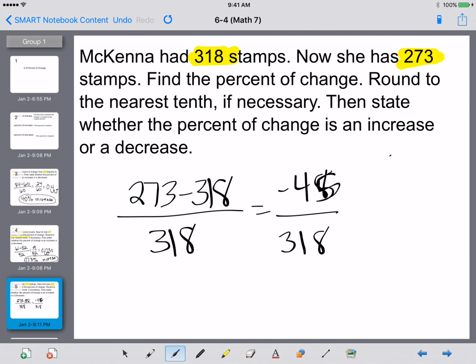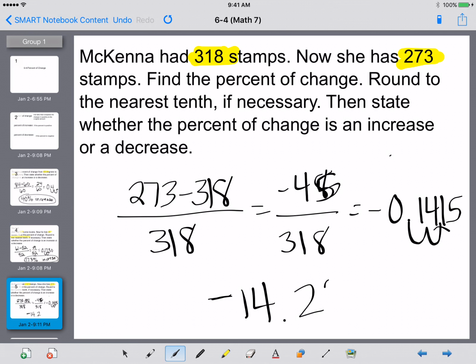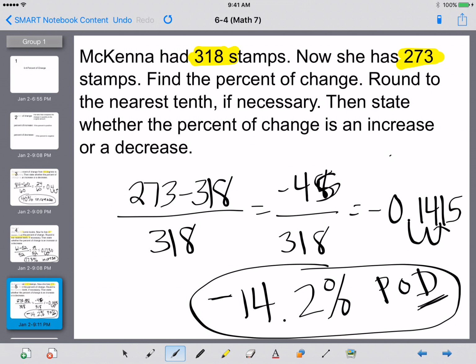Negative 45 divided by 318 equals negative 0.1415. To turn this into a percent, you just move the decimal over 2 places. We're going to get a negative, don't forget that, 14.5, rounds our 1 up to 2, so 14.2%. And this is a percent of decrease. I'm getting kind of lazy to write that all out. So the D stands for decrease. So negative 14.2% gives us a decrease because the percent is negative.